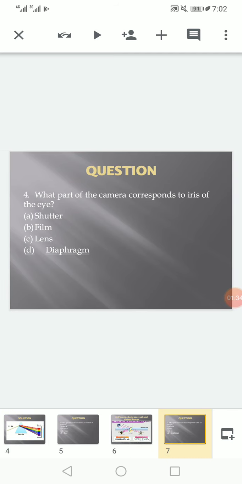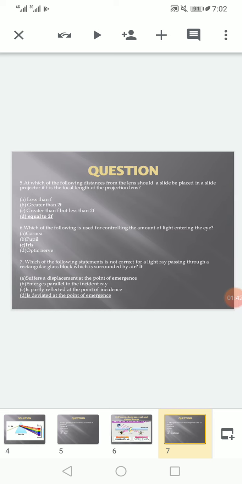Question 4 says, which part of the camera corresponds to the iris of the eye? The part of the camera that corresponds to the iris of the eye is the diaphragm.